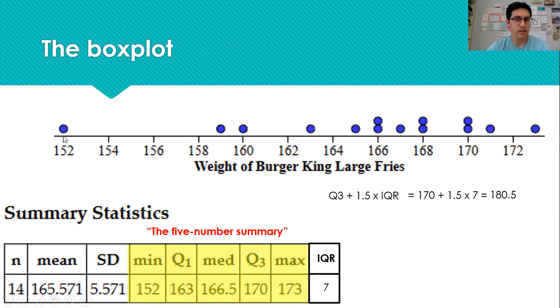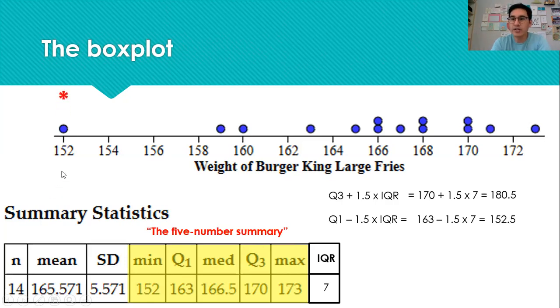This point does look suspicious, like it could be a little bit too low. So let's see if it falls below the low cutoff value. Now we'll take the first quartile and subtract 1.5 IQR. Those are the substituted values. And here's the cutoff value, 152.5. Anything lower than this will be a low outlier, and 152 is lower than 152.5, just barely.